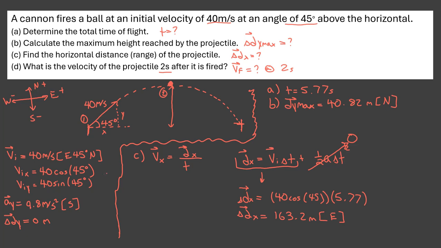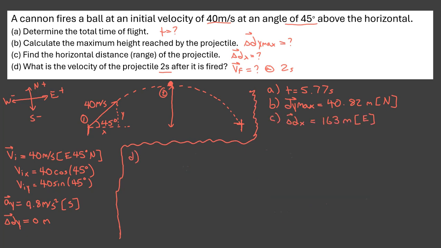That's why we can assume that it stays the same throughout the whole motion. That's why we can utilize it as what's considered as our average velocity throughout the entire motion. So the horizontal distance of the projectile or the ball is 163 meters in the eastwards direction.